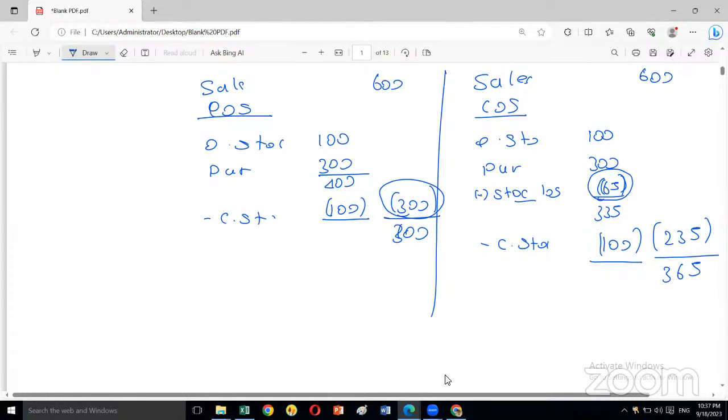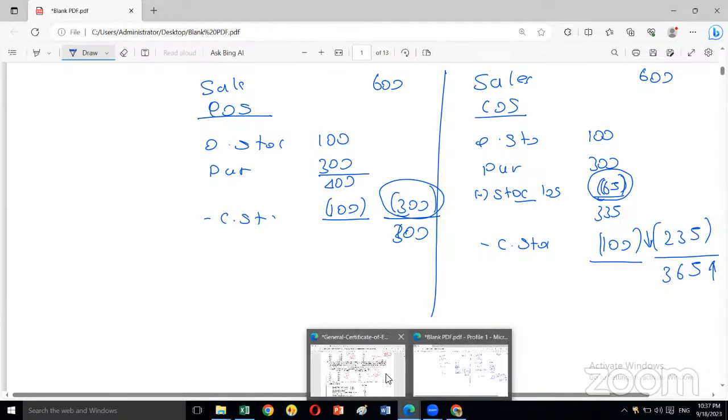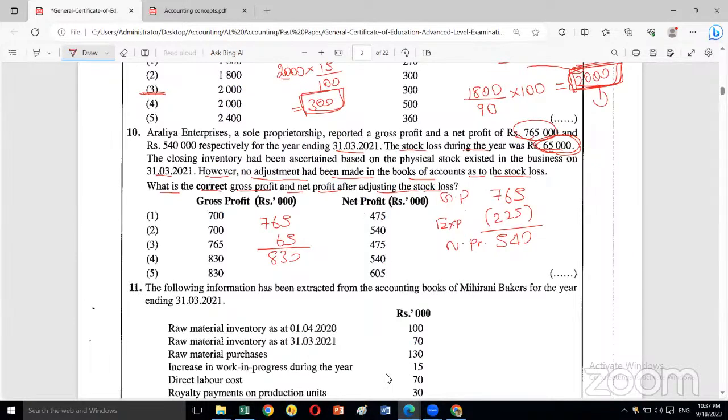So in order to do that question, you should remember, if I minus something as a stock loss, cost of sales is reducing, and if the cost of sale is reducing, gross profit will increase. In order to get the correct gross profit, I am going to add that 65. So 765 plus 65, how much is the correct gross profit? 830.